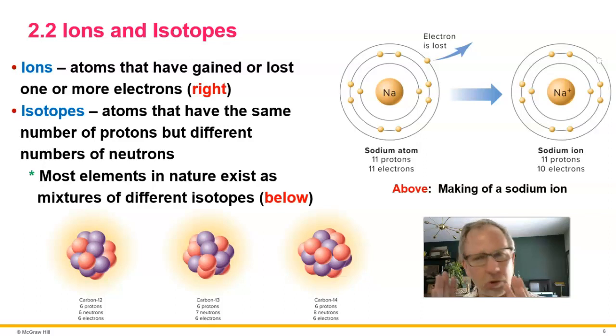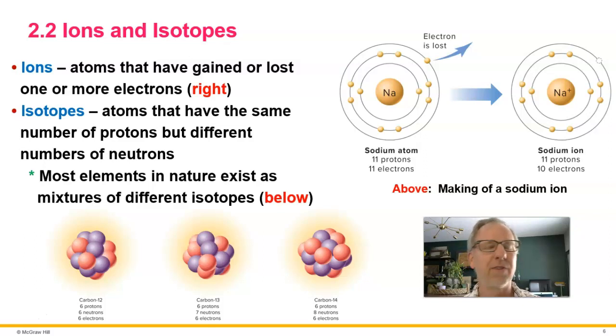How come? Let me quickly tell you. How many protons are in that nucleus of sodium again? There's 11. Once that electron left, how many electrons are around that nucleus? There's 10. So that means there's one more proton in this atom than there are electrons. And if there's one more proton, that means it's got a positive charge.